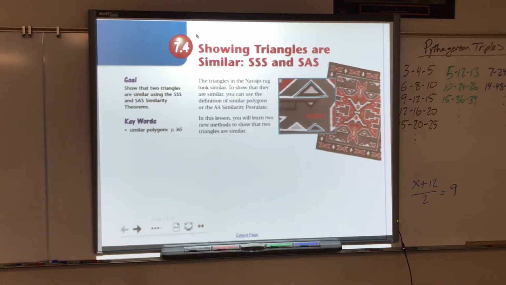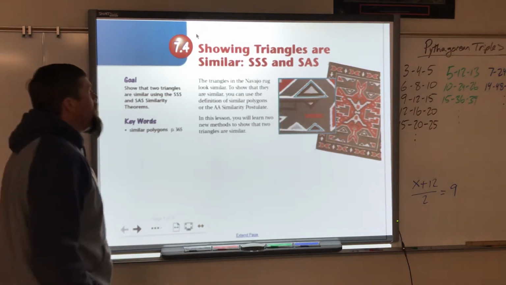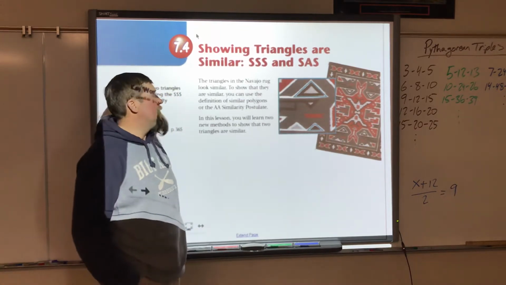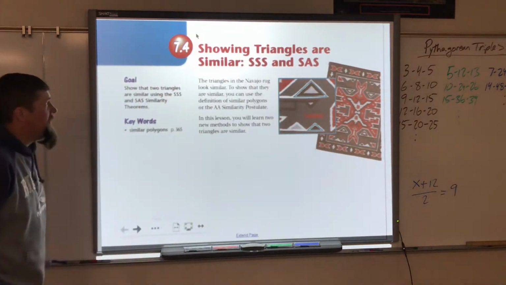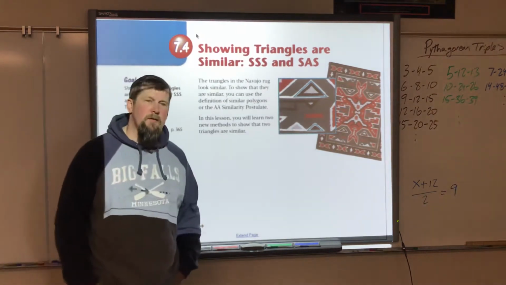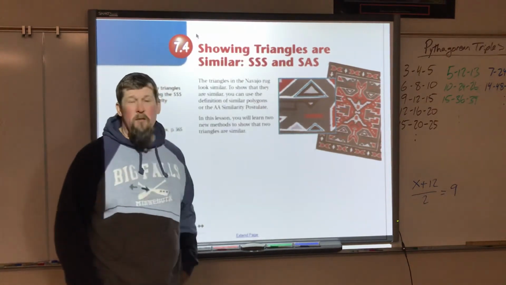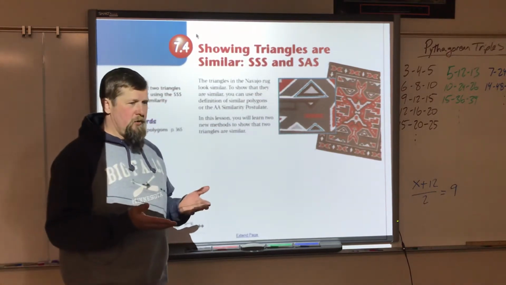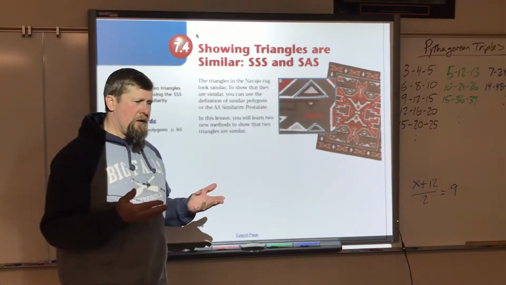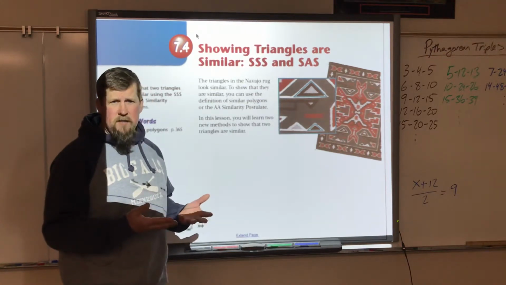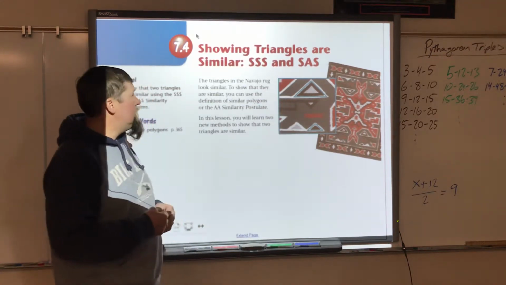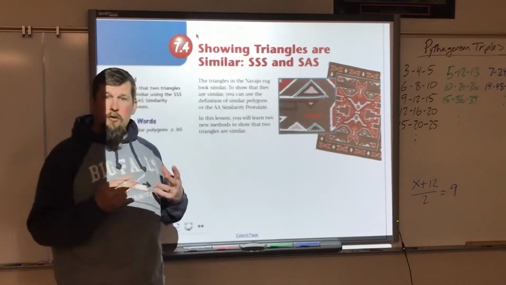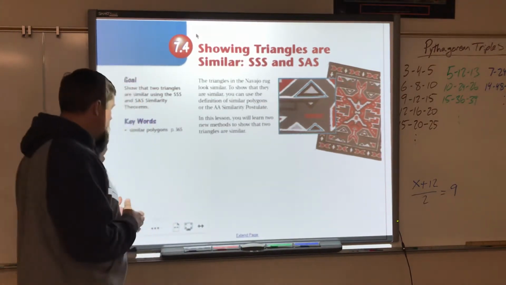Hello, this is 7.4, showing triangles are similar by side, side, side, and side angle side. The last section we talked about was showing triangles are similar using angle, angle. If you can show two angles are congruent and corresponding, then the two triangles have to be similar. Well, we can do the same thing with all three sides, or two sides and an angle in between them.